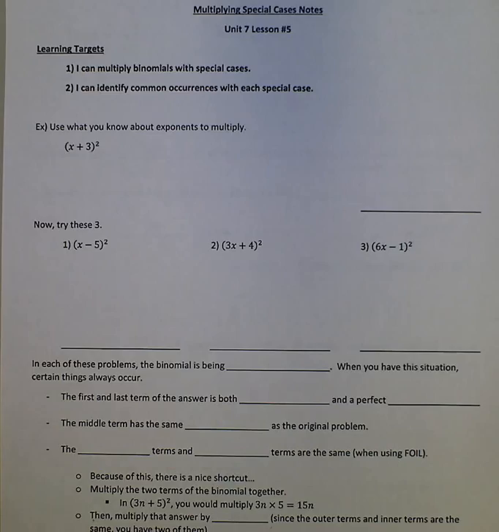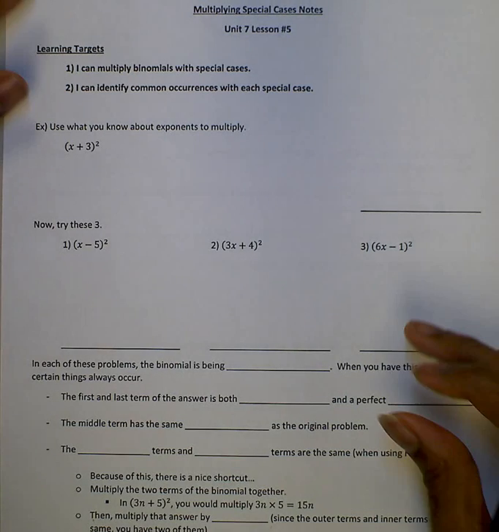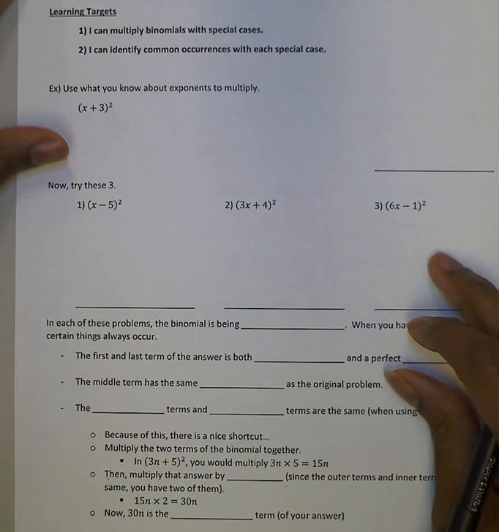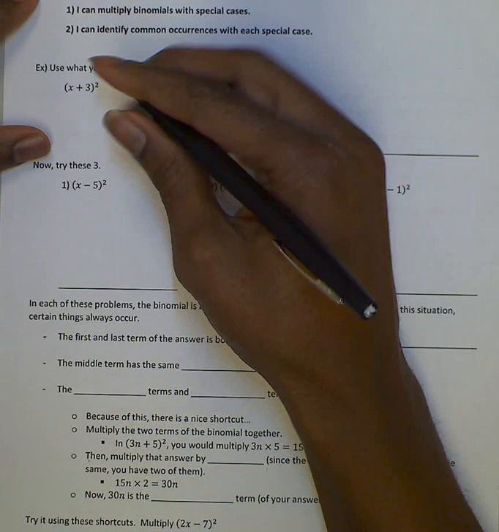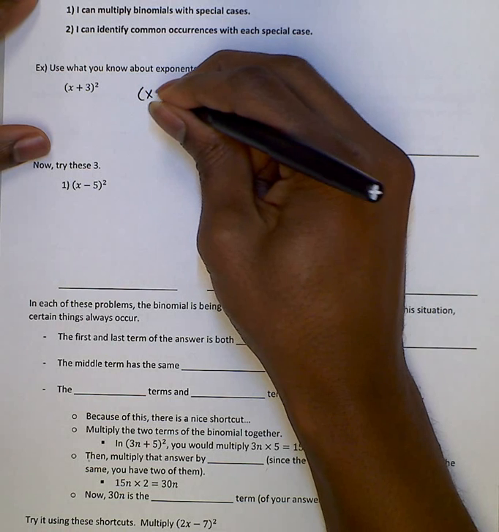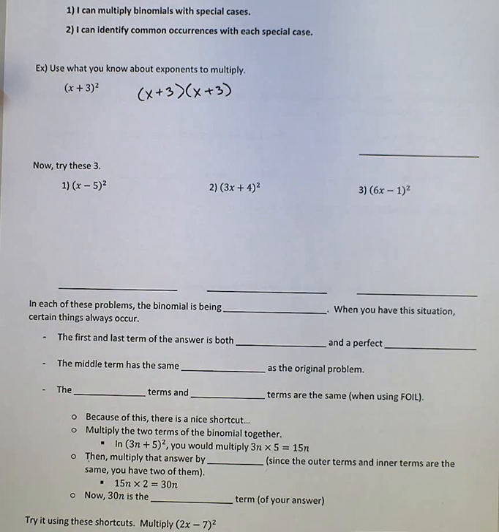Okay, so we're going to use what we know about exponents to multiply these, x plus 3 squared. Remember, anytime we see a square, that means we're multiplying something by itself. So I always like to rewrite these problems. X plus 3 squared then becomes x plus 3 times x plus 3. Okay, and now it's just a regular multiplication problem.